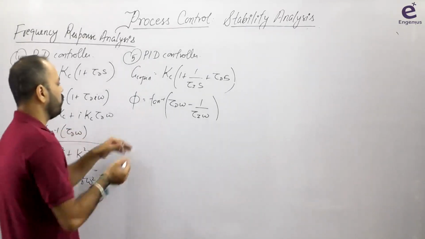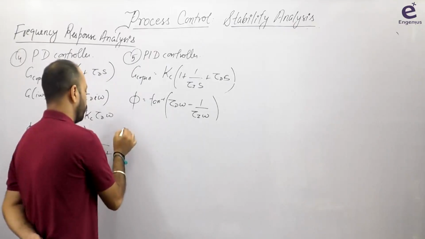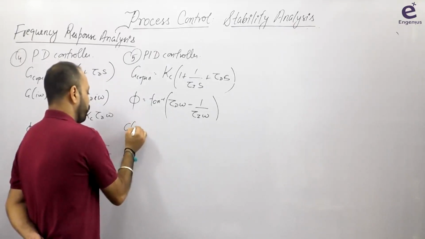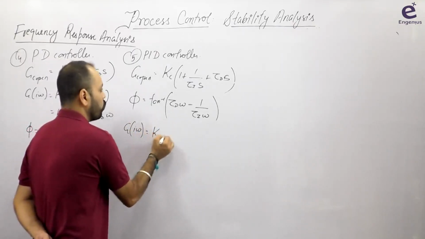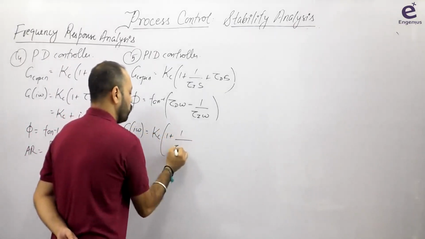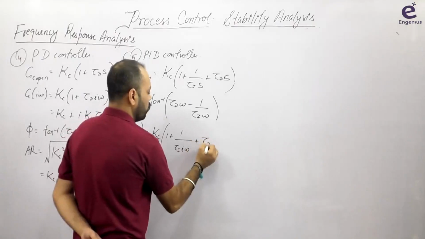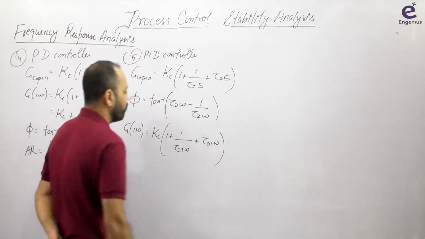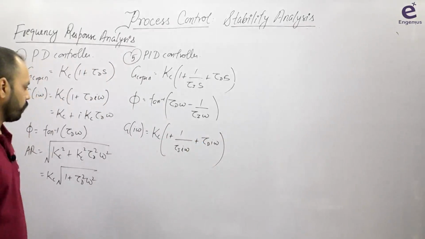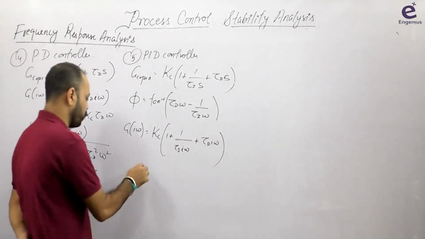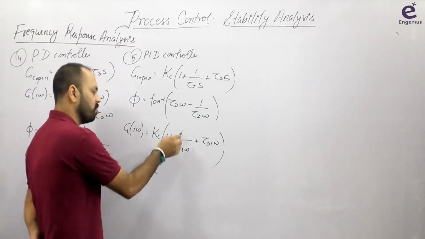So tau d omega, let us put s is equal to iota omega. Let's see what we are getting. Yeah, you can verify this also. G of iota omega is equal to Kc into 1 plus 1 by tau I iota omega plus tau d iota omega. Then what we have to do? We have to multiply and divide and convert it into standard form. Let's see what we are getting here. Let us do this here only.